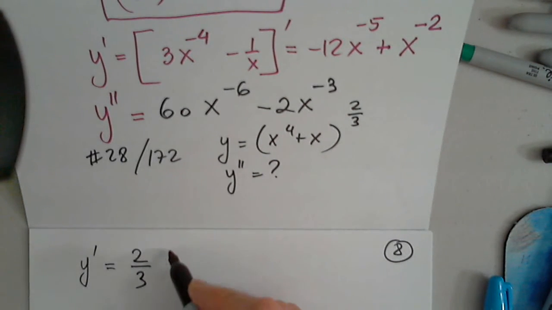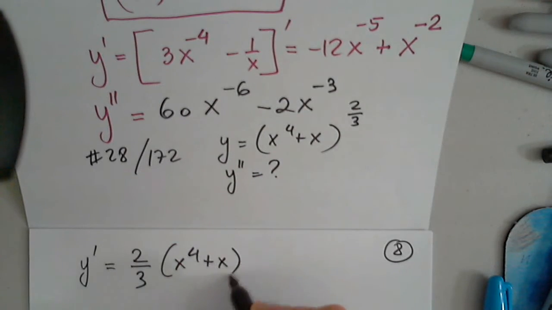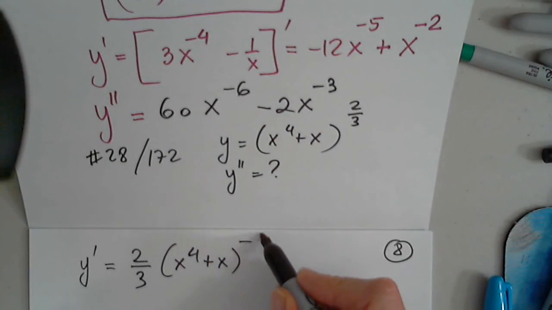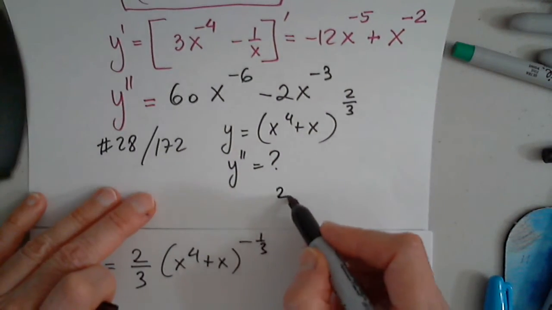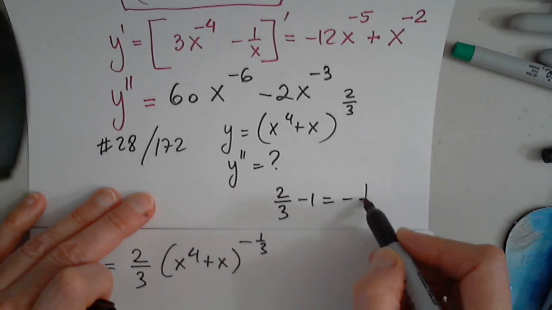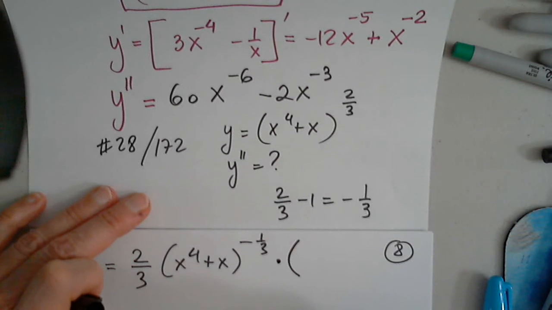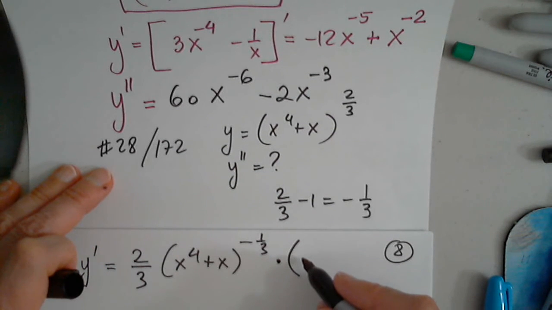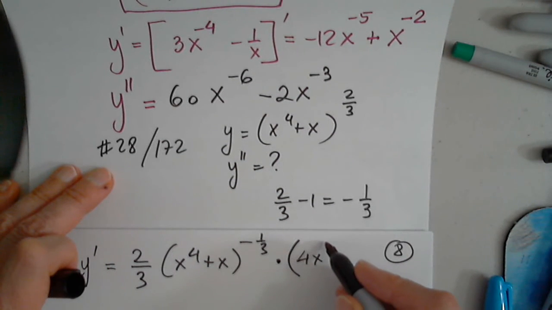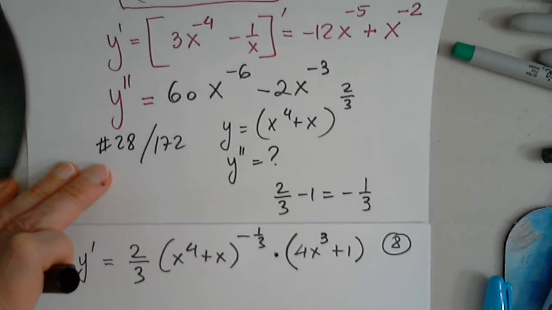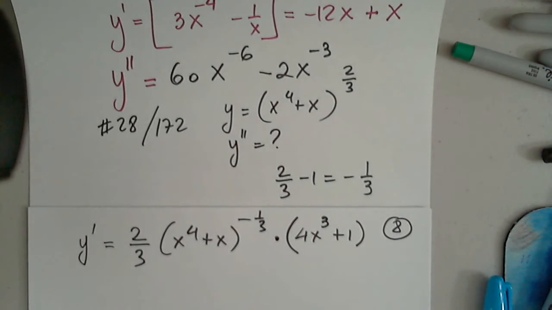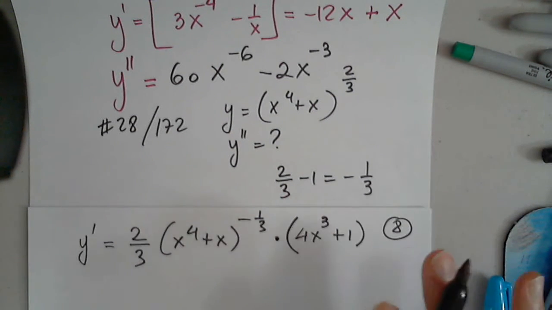2/3 x to the 4th plus x to the power of -1/3. Very good, because it's 2/3 minus 1, which is -1/3, times 4x to the 3rd plus 1. That's it. Do not try to do anything here. It's a mess as is.